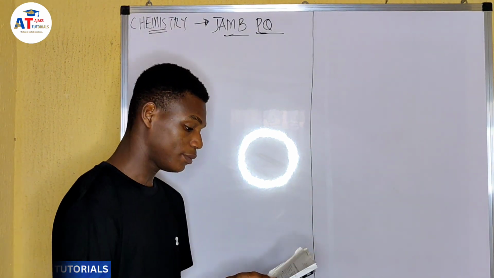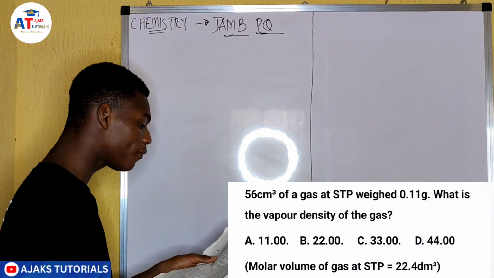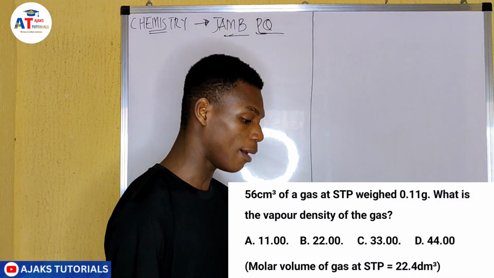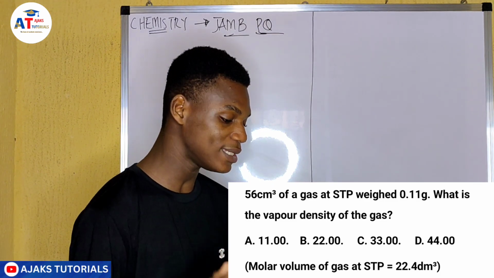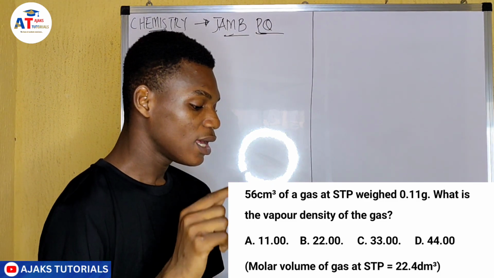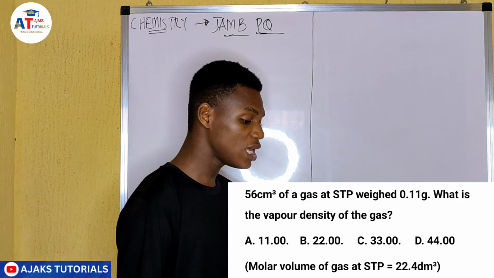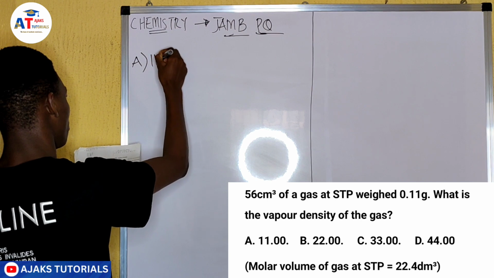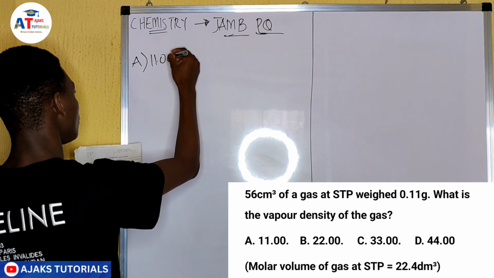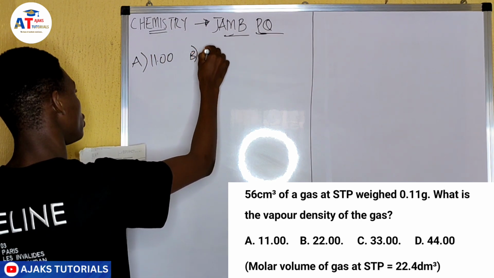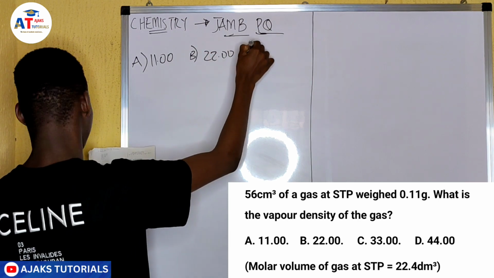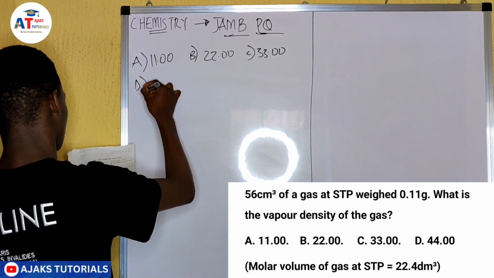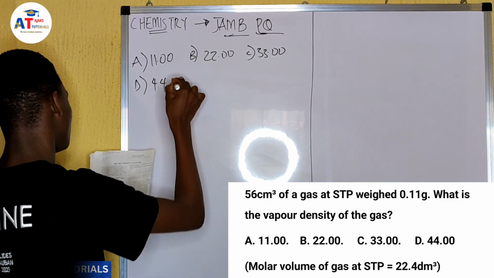Let's start with question 1. 56 centimeter cube of a gas at STP weighs 0.11 gram. What is the vapor density of the gas? Option A is 11.00, option B is 22.00, option C is 33.00, and option D is 44.00.